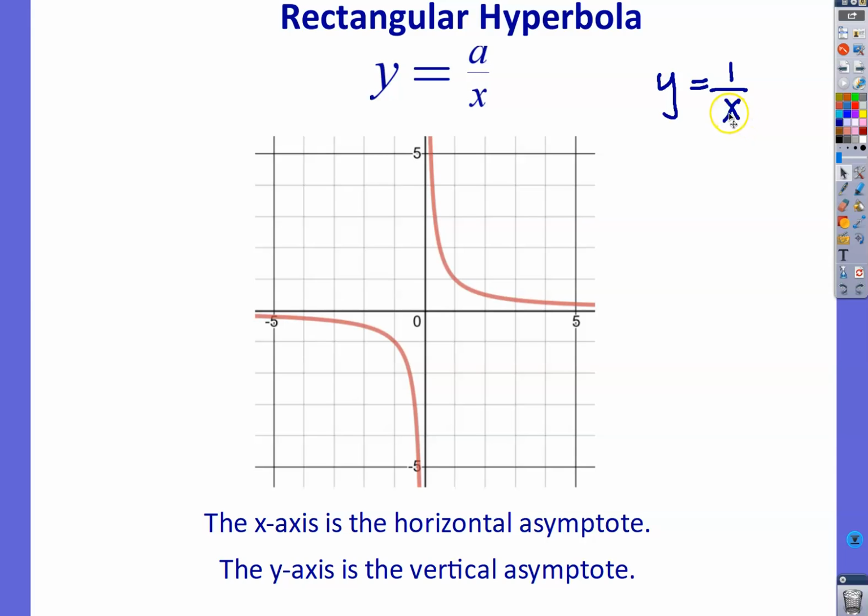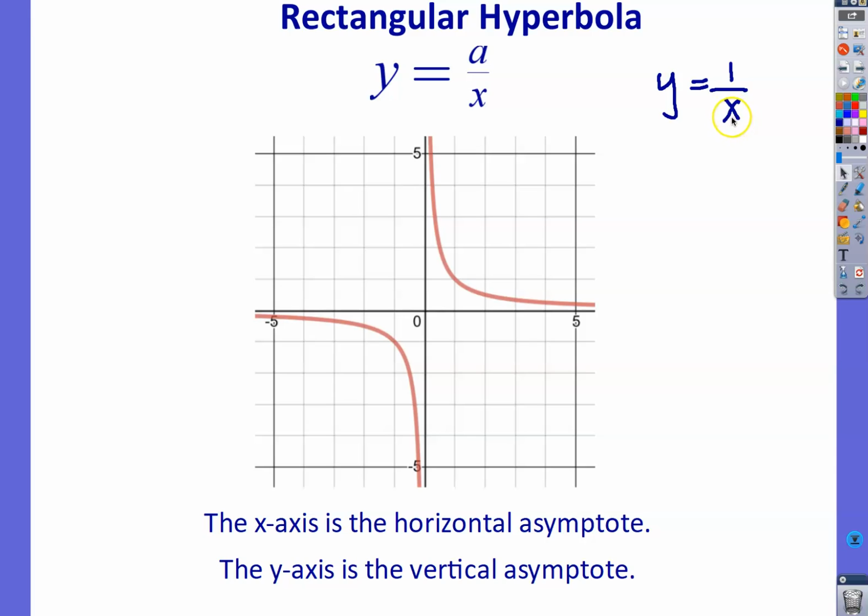Let's say that x equals a number like 1/5. Well, 1 divided by 1/5 is 5. So when x equals 1/5, y equals 5. So as x gets closer to 0, y gets larger and larger and larger. Once again, this graph will never actually touch the y-axis. So the vertical asymptote is the y-axis, or the equation of that, of course, is x equals 0.